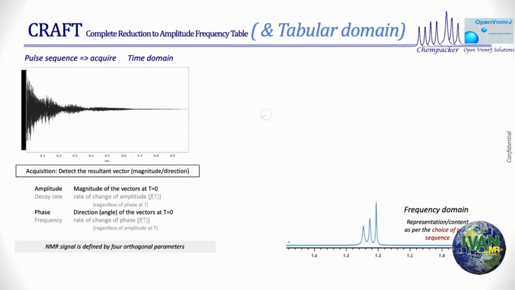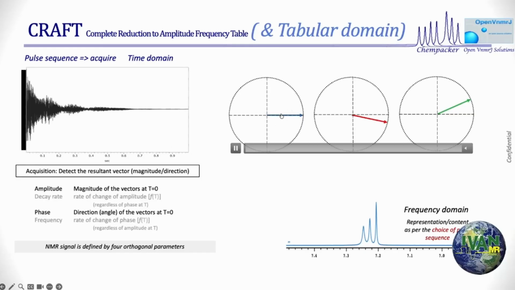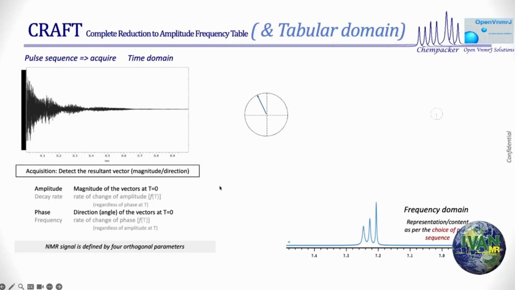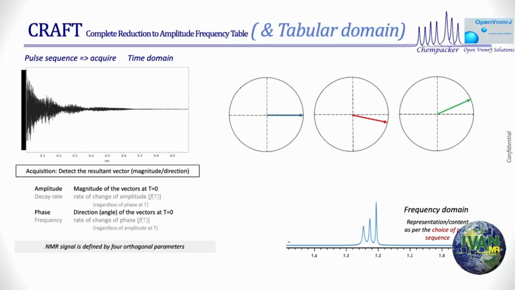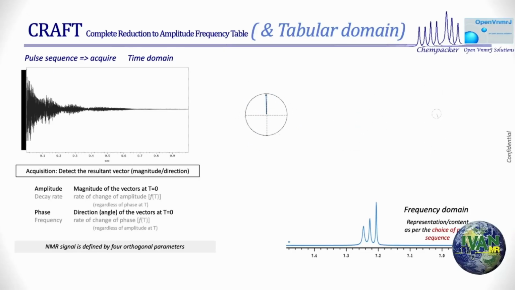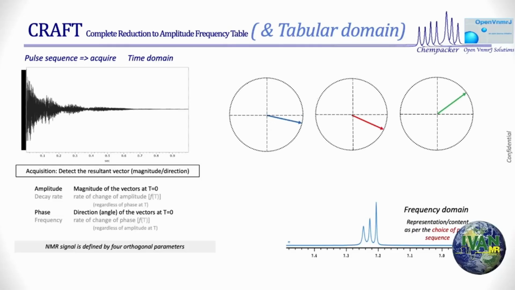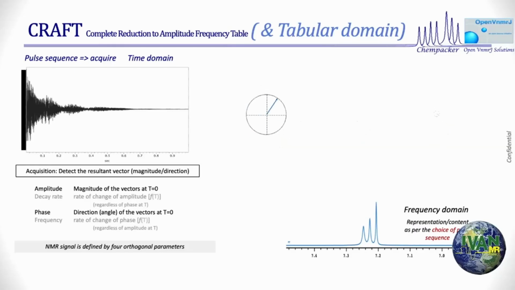Here is what I want to avoid. There is really no reason we need to do Fourier transform, because a magnetization that is spinning has 4 properties and 4 properties only. Amplitude; decay rate constant, which is the rate of change of amplitude; phase, the direction of the vector; and frequency, rate of change of phase. These 4 properties, by their definition, are orthogonal. They have nothing to do with each other. Rate of change of phase doesn't change just because you started 50 points later.